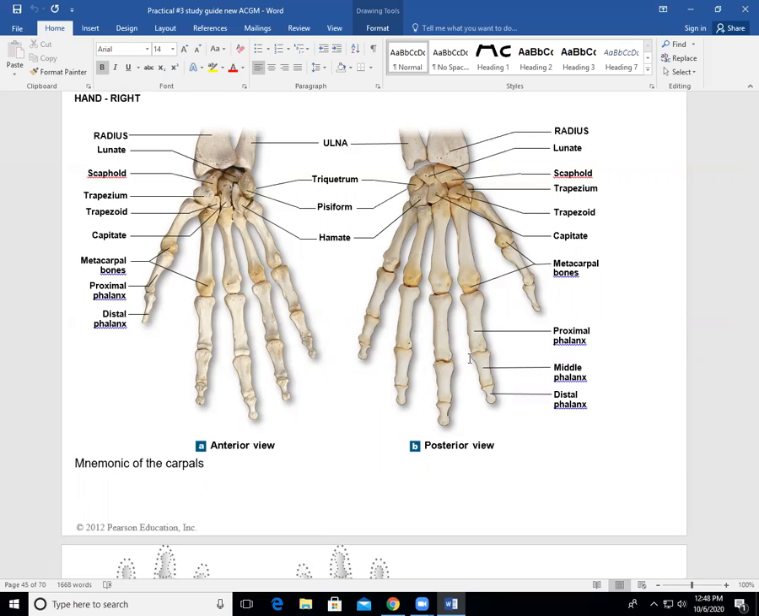This is the thumb. So we'll go to this one. This is a distal phalanx. This is a proximal. Proximal. So there's no middle on the thumb. Okay.